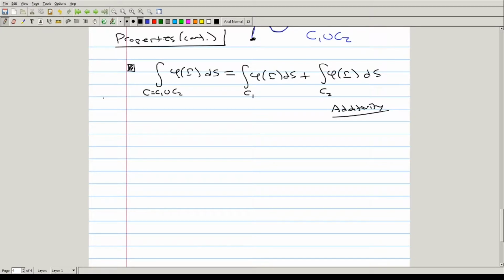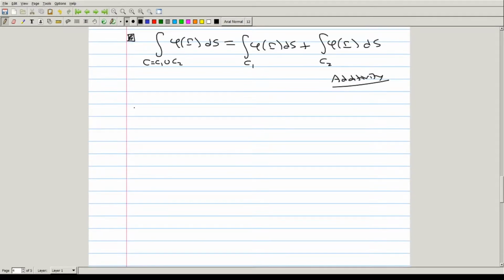So this will be a good summary of all of the main properties that we have for line integrals. And now let's see this in action with an example. Let's consider that we have the following problem that we want to solve.